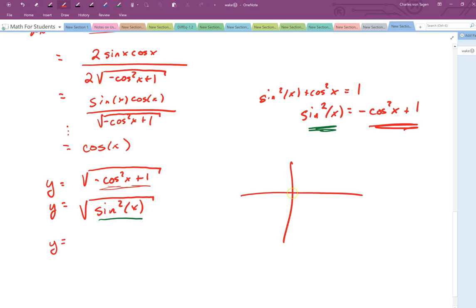Between 0 and pi, here is your sine function. So here's pi over 2, and here's pi. And so what do we see? We see that between 0 and pi, the sine function is always positive or 0.